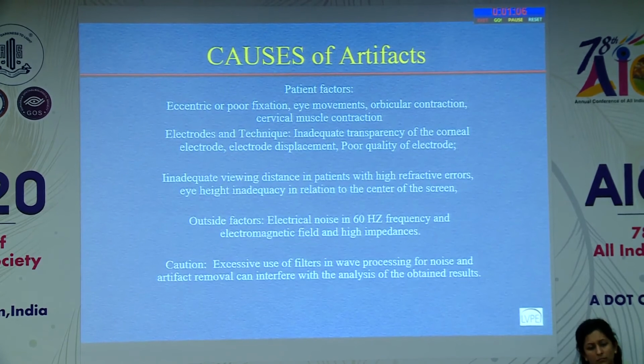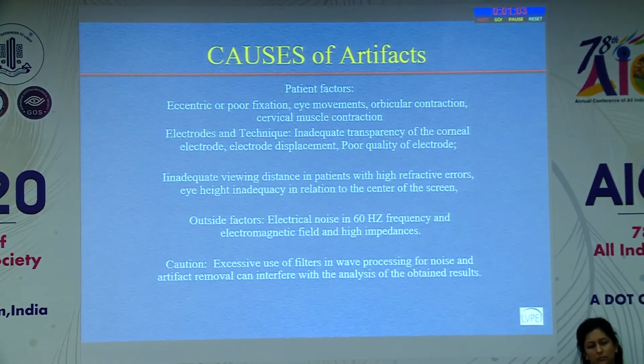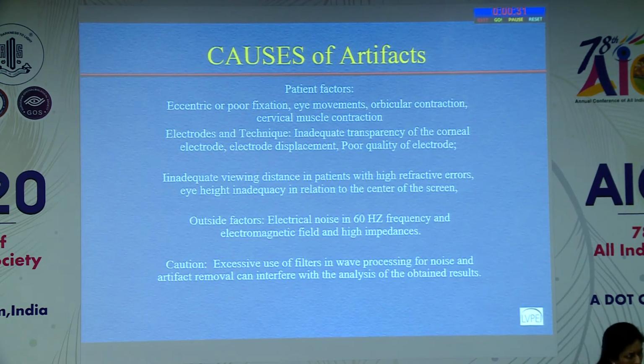So I think the causes of artifacts briefly are patient factors, like if the patient has eccentric or poor fixation, this is especially for the pattern ERG or multifocal ERG, or the patient has eye movements, or there is orbicularis contraction, or even cervical muscle contraction. So how the patient sits, whether their muscles are relaxed or not, if they are very tense and bound up, it can cause contamination of your recording. Then inadequate transparency of the corneal electrode, or poor quality, like we are using Zari, but if it has frayed and it has become a bad Zari, then it will not give a good response. If there is inadequate viewing distance, like the patient is not using the refractive correction or is not at the correct distance, then you will get artifacts. And also if the patient is not sitting at the height where he is supposed to sit, but is low down or too high up, then you will not get a good recording. So these simple things the technicians can avoid.